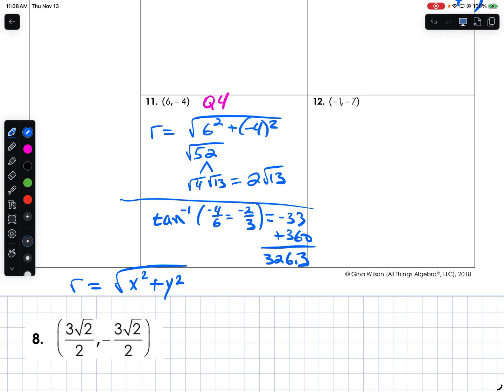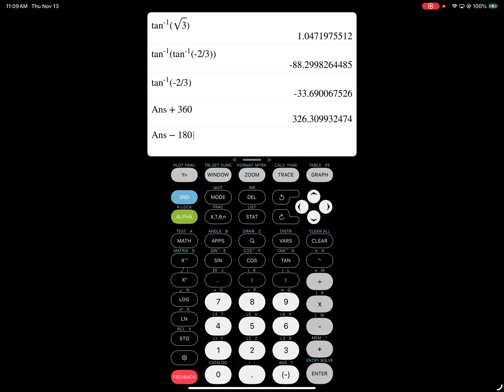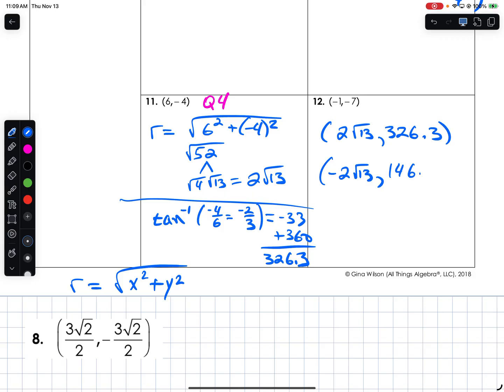Okay, so is 326.3 in quadrant 4? Yes. So my first ordered pair, I'm going to write it by 12, is 2 root 13, comma, 326.3. If I make my 2 root 13 negative 2 root 13, what do I do from 326? Add or subtract 180? Subtract 180. So in your calculator, you can just leave that in there and just go minus 180. And then you get 146.3.